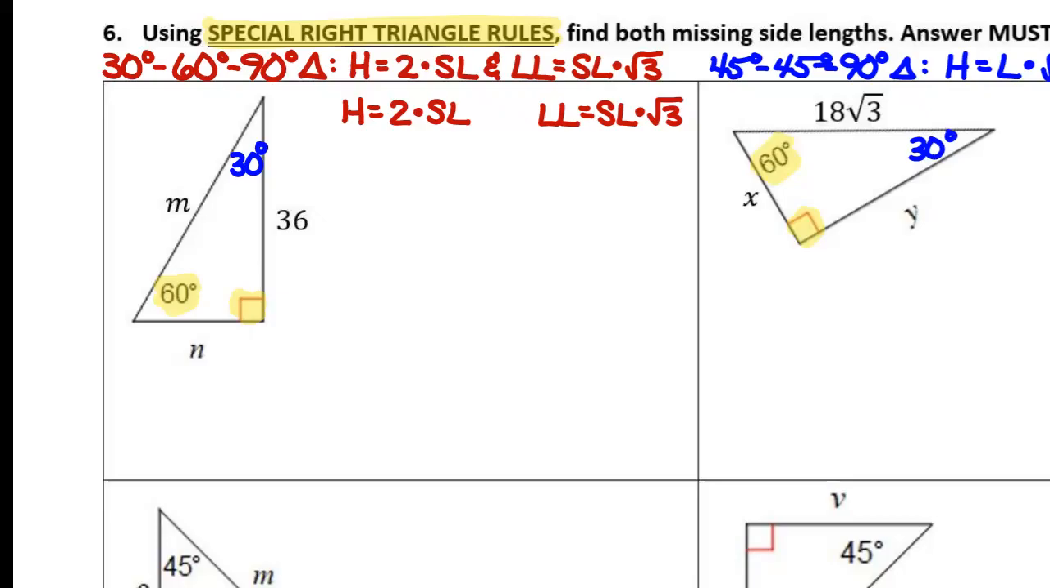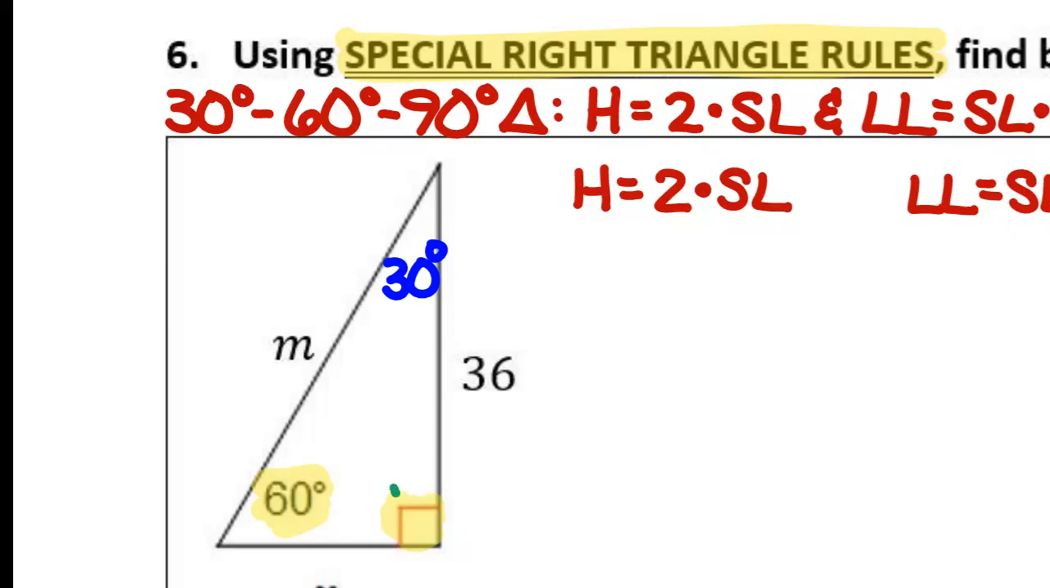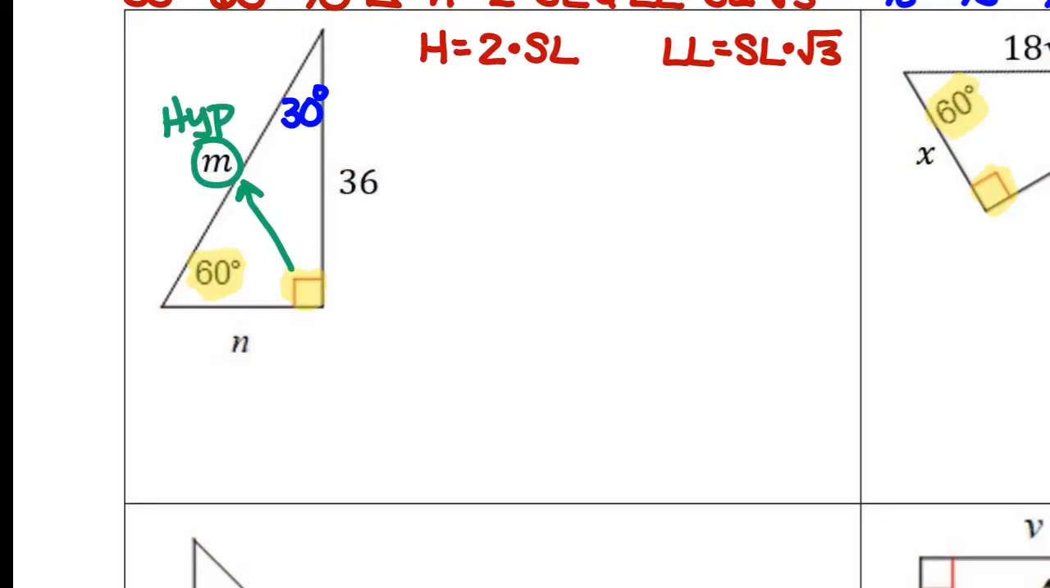Let's label up our triangle in the upper left corner. What is the hypotenuse for this triangle? M. Opposite the right angle is our hypotenuse. So we have short leg and long leg. The short leg is always found in between the 2 biggest angles.